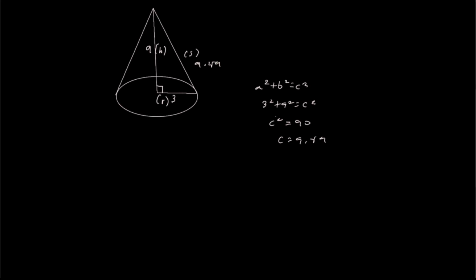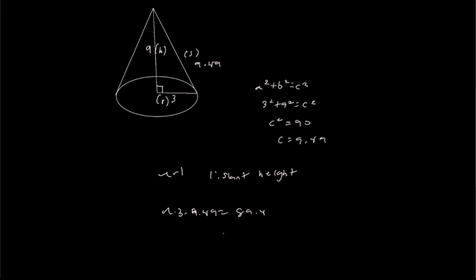Now our next part is solving for lateral area. Our formula for lateral area is pi r L, where L refers to the slant height. We already solved for slant height, and we also have to use the radius here. So we do pi times 3 times 9.49. If we input this into a calculator, we get a value of 89.4. So simple, that's what we solve.